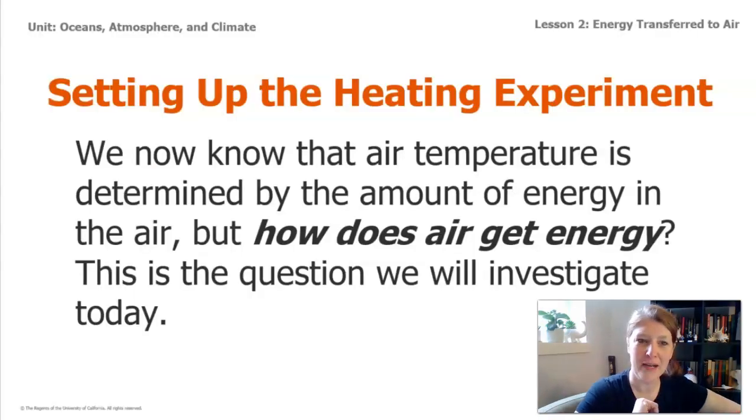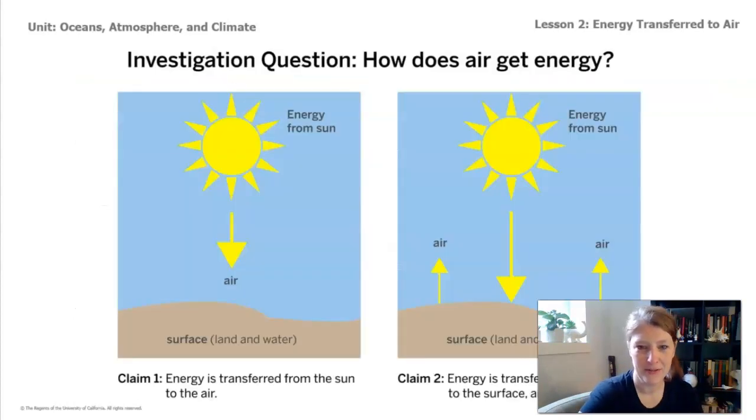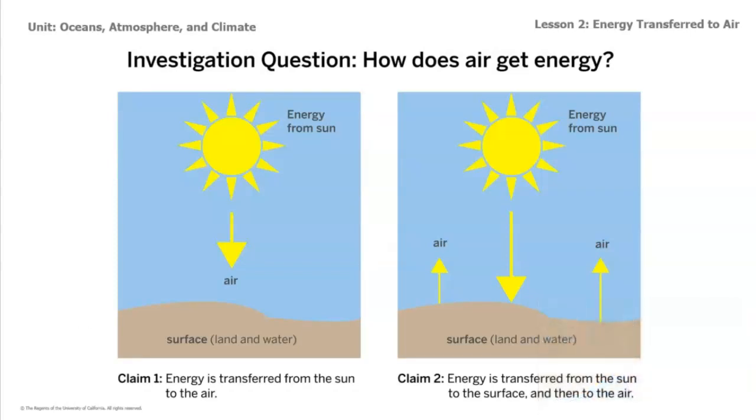Okay, so we already talked about the investigation question. What we're trying to figure out is, how does air get energy? And when we ask how air gets energy, what we're really asking about is energy transfer. We want to know how the energy is transferred to the air. So we have these two claims. We have claim 1, which is basically saying that energy is transferred from the sun to the air. And we have claim 2, that energy is transferred from the sun to the surface, and then from the surface to the air.